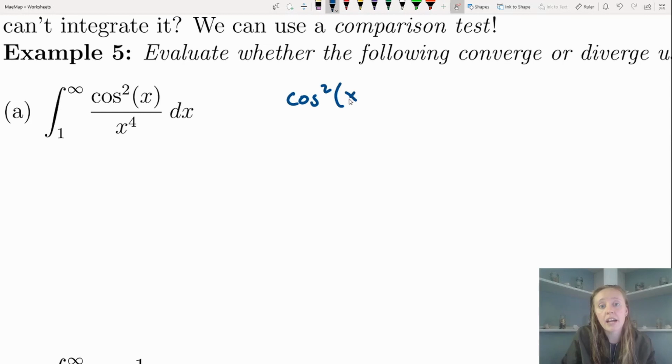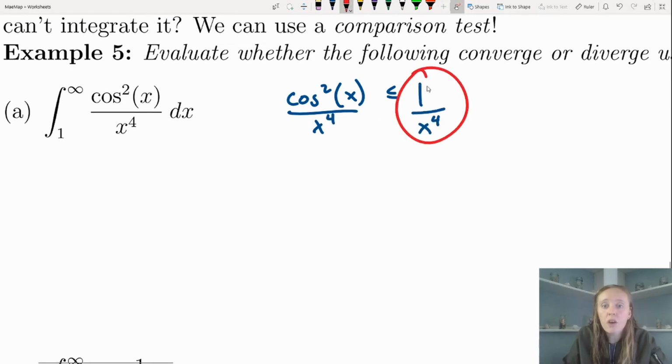Cosine squared of x, that function, even the cosine function by itself, is trapped between -1 and 1. It oscillates between -1 and 1 from negative infinity to positive infinity in the x. So if I'm squaring that, I'm going to be stuck between 0 and 1. So I know that cosine squared of x is always going to be less than or equal to what's the greatest value it's going to hold. That's going to be 1. So if this was over x to the 4th, well then I'm going to write my 1 over x to the 4th as well.